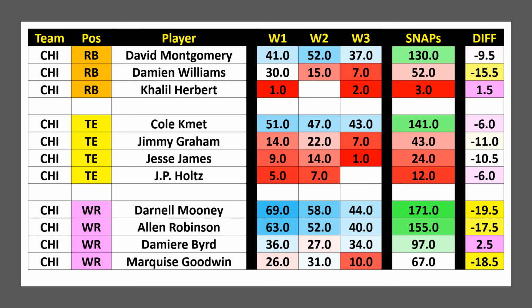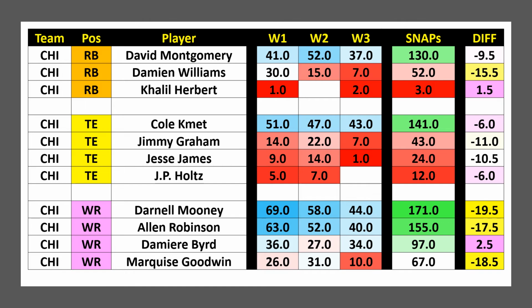Montgomery dropped. Damian Williams has been just 30 to 7. That's not good. I don't know what's going on. It's like Montgomery and forget these guys. Commit has been dropping. Not good. Mooney outsnapped Robinson. And then here's Damiere Byrd. What the hell for Robinson? Look at these numbers.